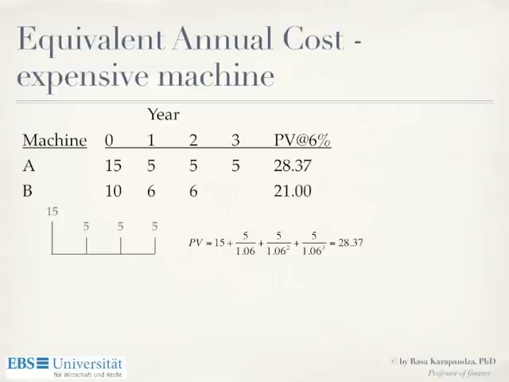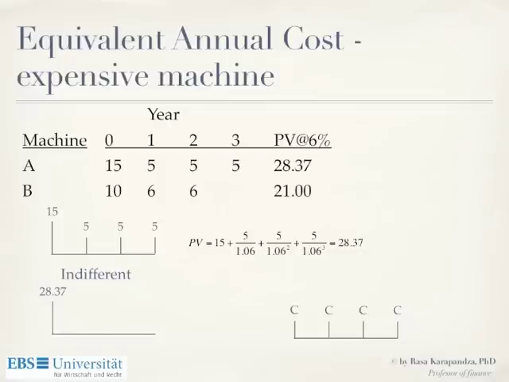So what does it mean? It means that I'm indifferent between this cash flow 15, 5, 5, 5 and $28.37 today. But now what I want to find is, okay, can I calculate how much this machine costs me per year? If this is the total present value of the machine, one naive thinking would be, okay, this is $28.37 today. If I divide this by 4, this will be how much this machine costs me per year in a sense.